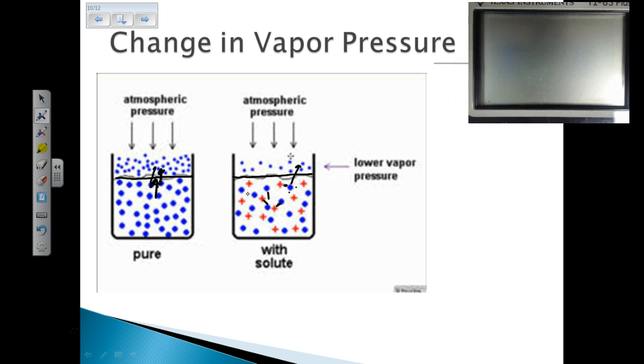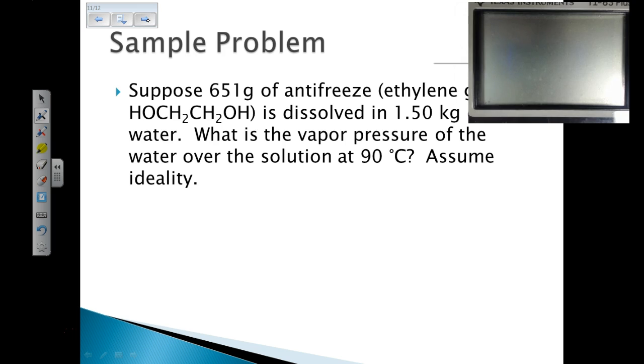So the vapor pressure is going to be inherently lower for things that dissolve, because the solvent is more attracted to the particles of the solute than it is likely to jump into the vapor state. Some molecules of solvent still jump into the vapor state, but just not as many. So let's go through a sample problem of what the effect of vapor pressure lowering is going to be.